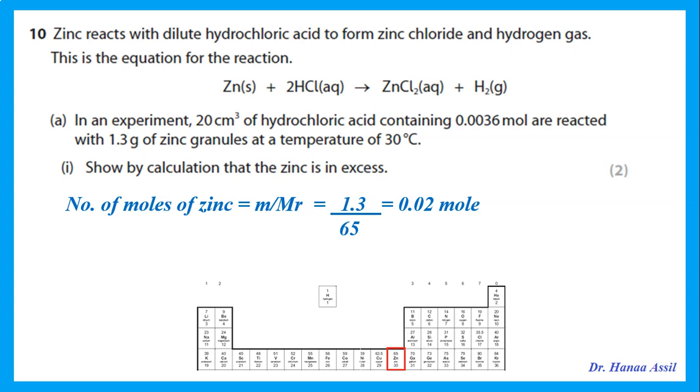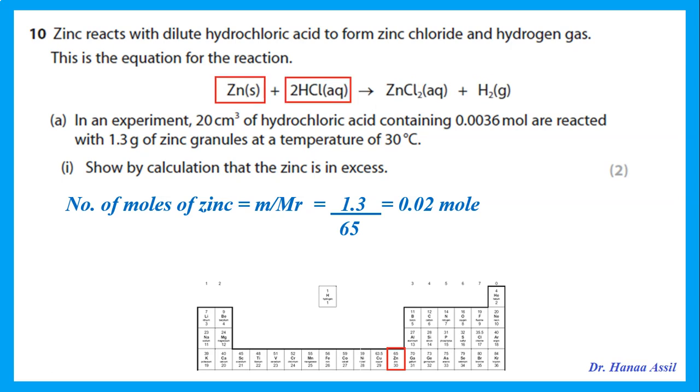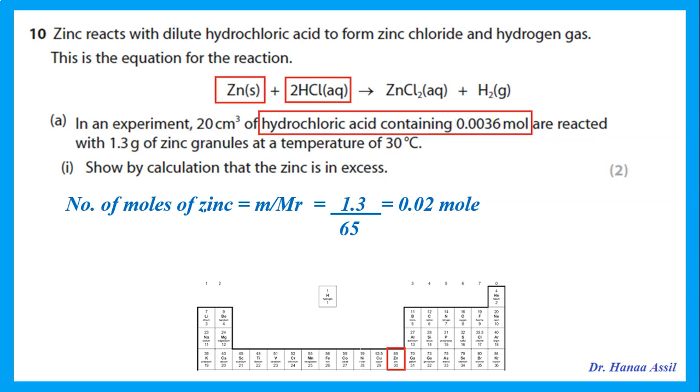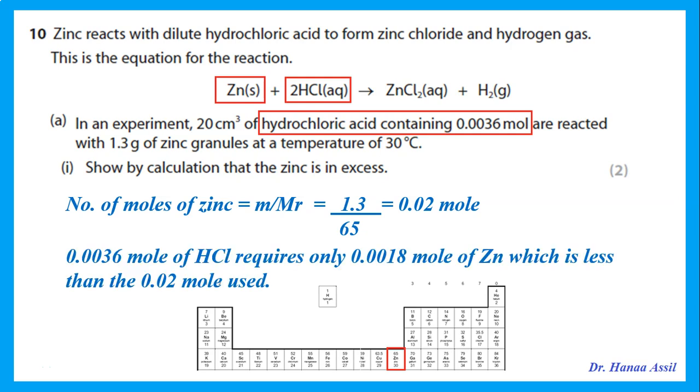Then we look at the equation. Where is the zinc and the hydrochloric acid? The equation says that the hydrochloric acid should be twice the zinc. But is the hydrochloric acid twice the zinc? Well, the hydrochloric acid is 0.0036. If this is the number of moles of hydrochloric acid, then we need only half of that for the zinc.